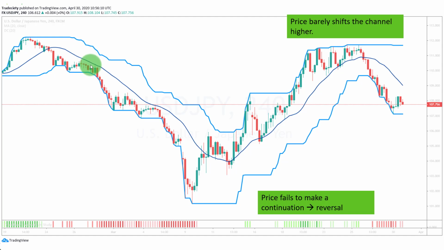A pullback approach would look for entries around the moving average, when the price is pulling back into the moving average, or trend continuation breakout traders are looking for situations where the market is shifting the Donchian channel lower. The trend is continued, and some traders may use such Donchian channel breakouts as entry opportunities. And then the trend continued. Here it retested the moving average again, but it never broke it.